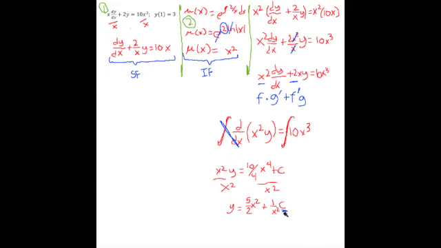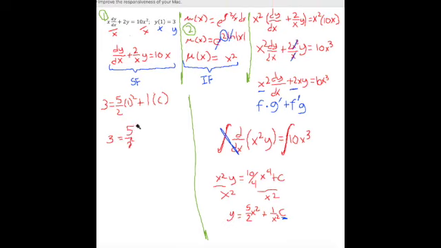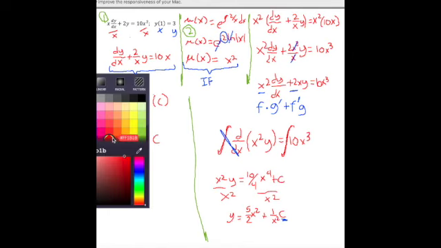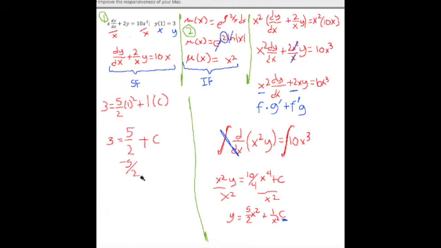Next, we're going to solve for c using the initial conditions that were given at the beginning of the problem. So at the beginning of the problem, we have y(1) equals 3. The 1 here becomes our x value, and the 3 becomes our y value. Plugging that into our equation, we have 3 equals 5/2 times 1 squared, plus c. So 5/2 times 1 plus c. Now we subtract 5/2 from the right side, and we're left with c equals 1/2.